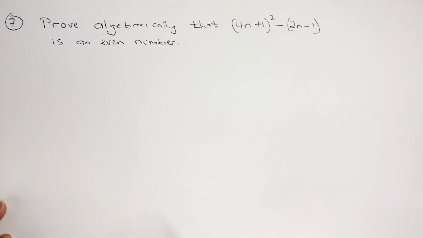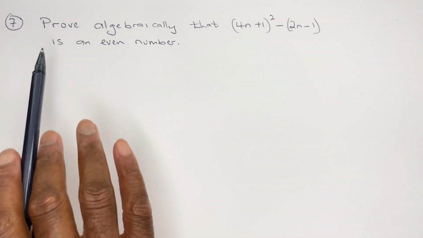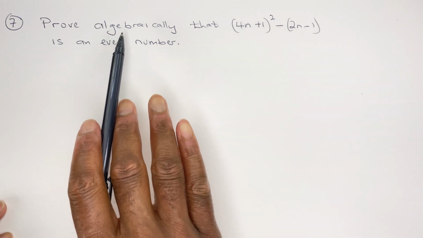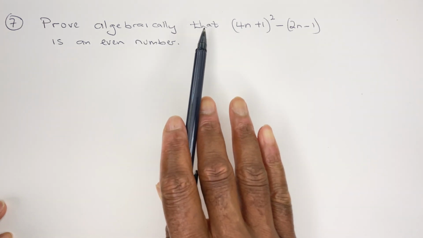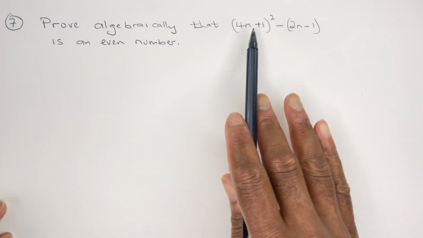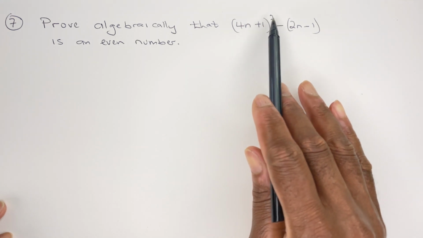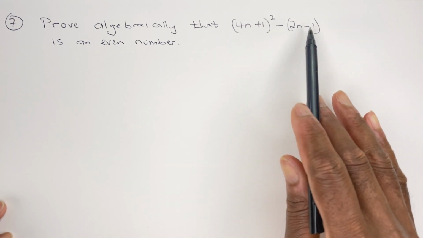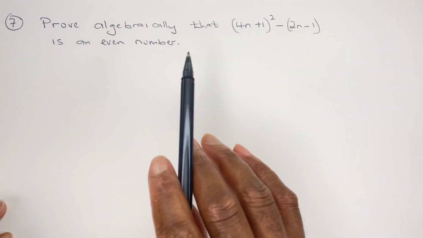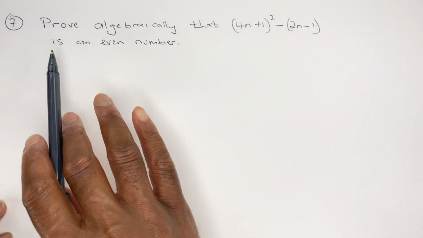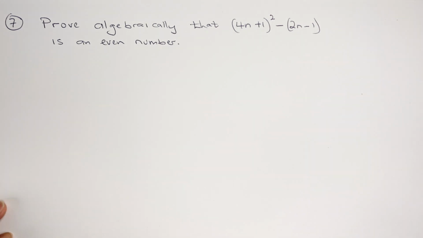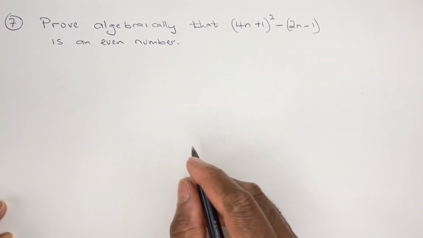Question 7. We need to prove algebraically that (4n plus 1) to the power 2 minus (2n minus 1) is an even number. So we need to prove that that's an even number.